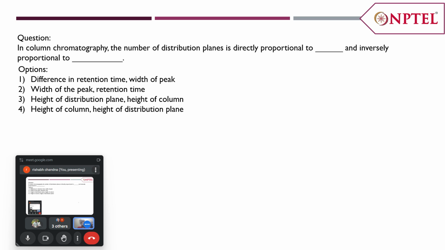So in column chromatography, the number of distribution planes is directly proportional to dash and inversely proportional to dash. So what can be the correct option out of these four? Sir, 4. Four. Okay. Anybody else?